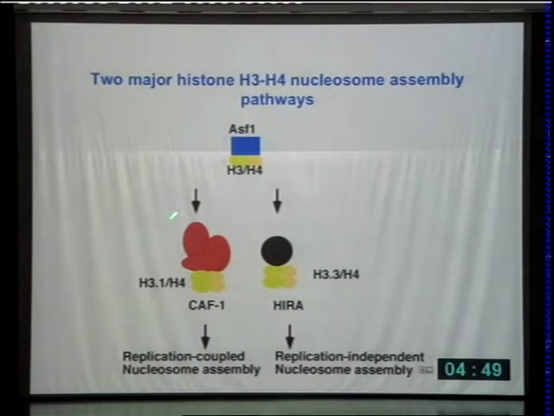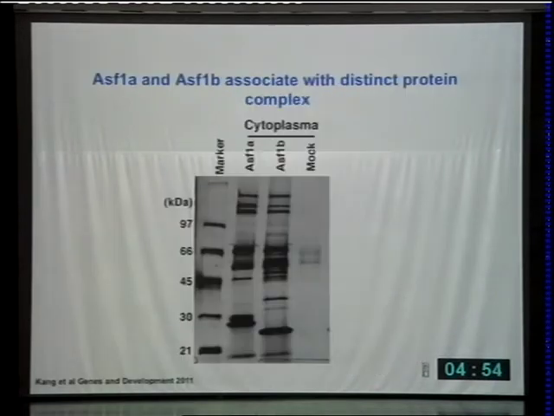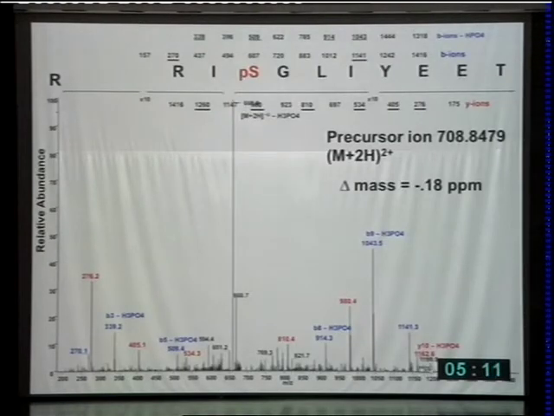We asked whether any modifications on histones can regulate these two processes. To do this, we purified the ASF1A and ASF1B complexes from 293T cells. This is mock. We identified modifications on co-purified histone H3-H4 by mass spec. One modification we found is phosphorylation of histone H4 serine 47. Phosphorylation of this residue was described in the literature before. However, the function of this modification was not known.